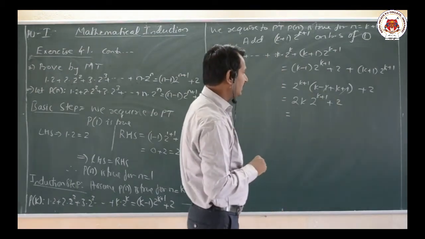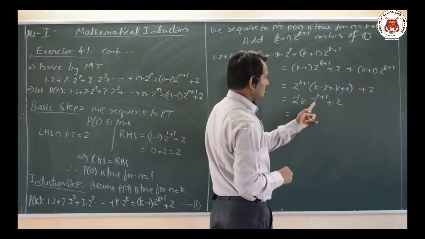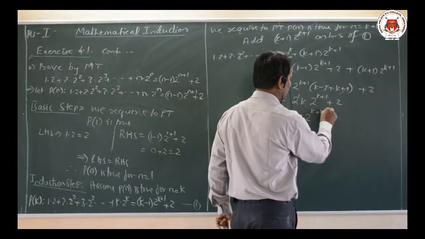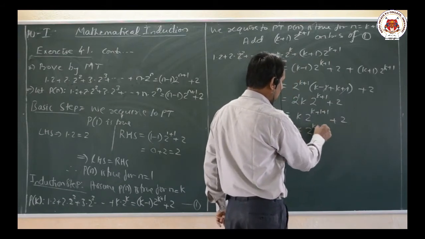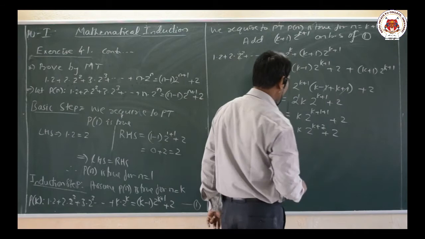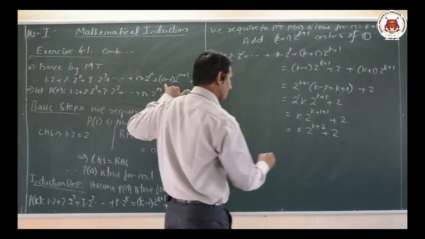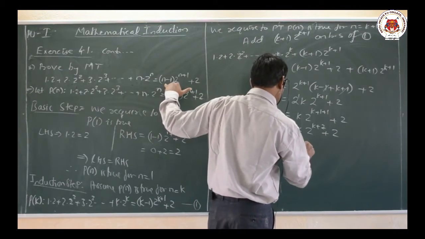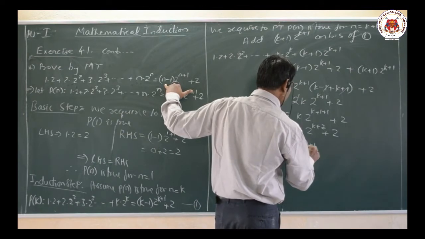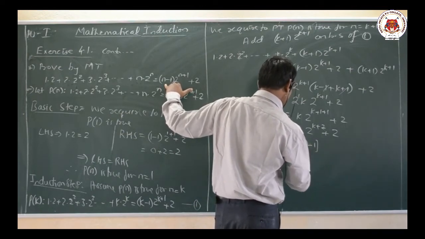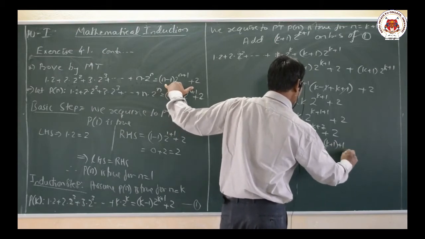That is nothing but I can rewrite it as k into, dear students, 2 raised to 1 is 2, times 2 raised to k plus 1. What we get is k into 2 raised to k plus 1 plus 1, plus 2, that is k into 2 raised to k plus 2, plus 2. Now we require to show that it is right or not. Can I write it as (k minus 1) plus 1, or (k plus 1) minus 1, then 2 raised to k plus 1 plus 1, plus 2.